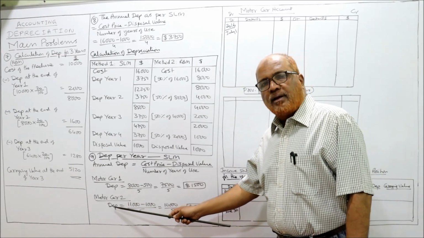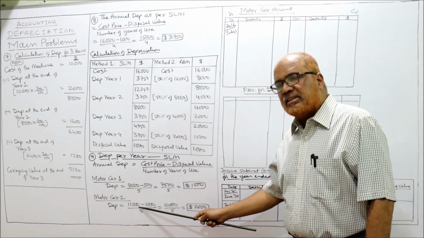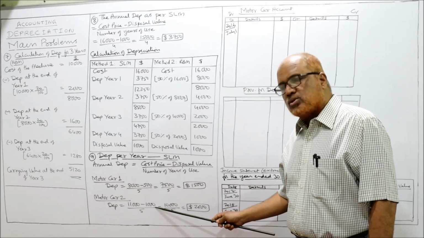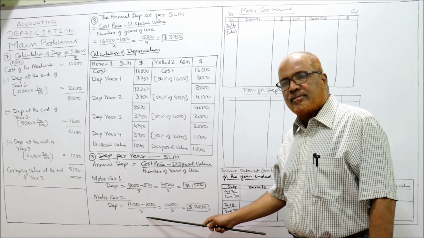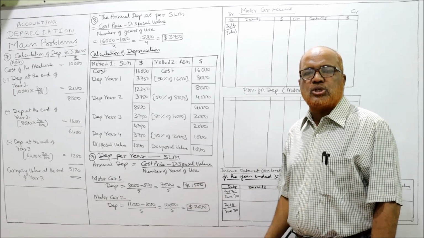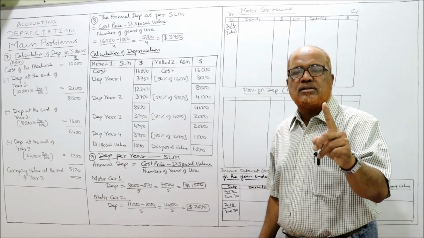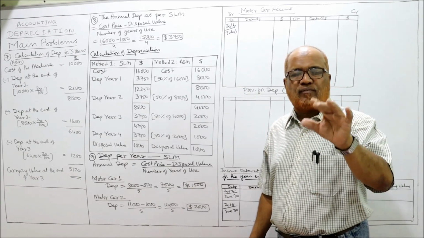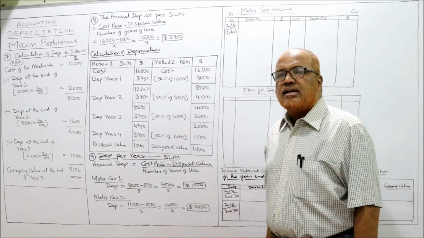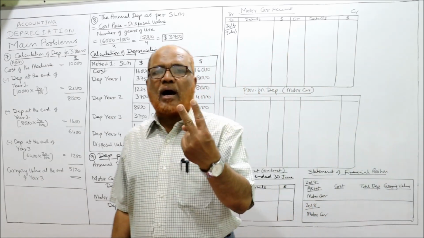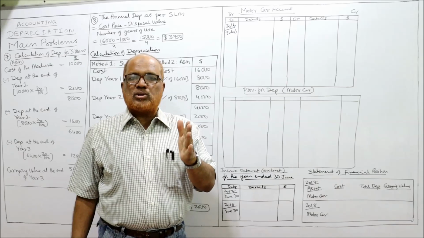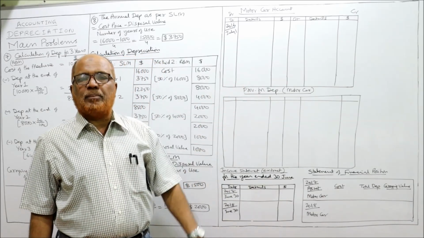Second motor car, depreciation. Cost of the car is 11,000. Scrap value 1,000. Estimated life 5 years. $2,000 is the depreciation. First part completed. It is asking you what is the depreciation for first motor car and second motor car. Secondly, it is asking you to make 2 accounts. Motor car account and provision for depreciation account.